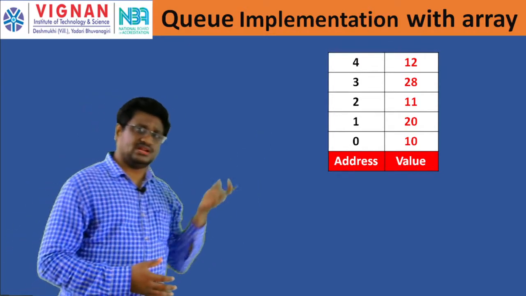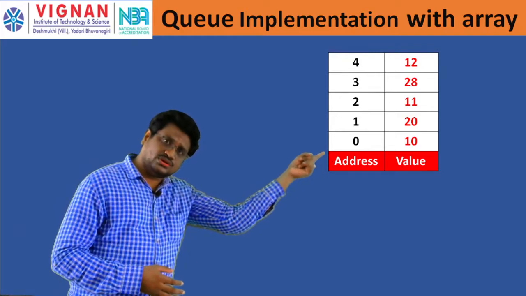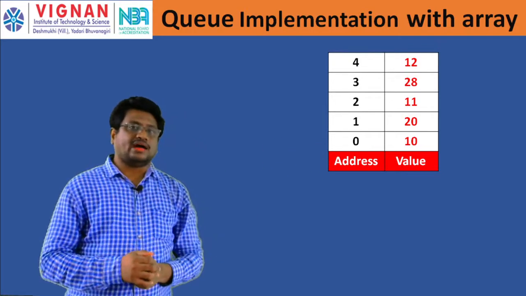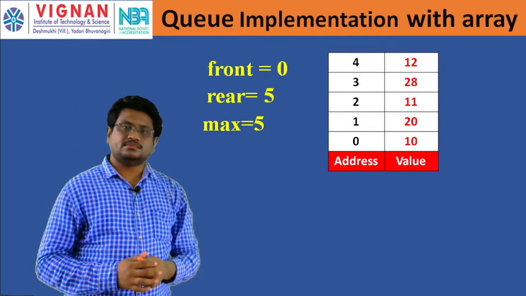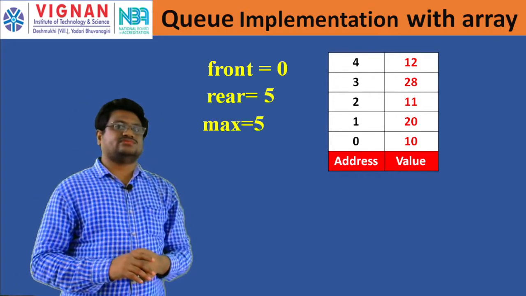Now where do I have to delete? The first element is at 0, so I have to delete at 0. So front will be 0, rear at 5, max at 5.